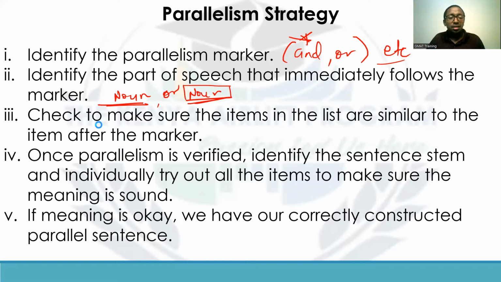So this means that you break it apart so that it's not a list anymore, it's just one item, and then construct a sentence using that one item in the stem. If the meaning is sound, this is number 5. If the meaning is okay, we have our correctly constructed parallel sentence. So we'll go over these step by step so that we can really grasp what's going on here.